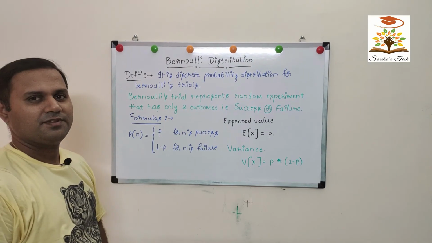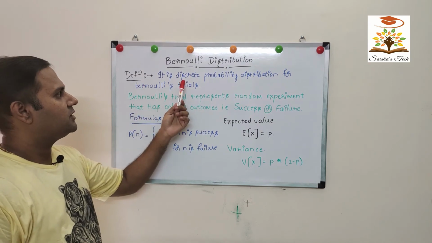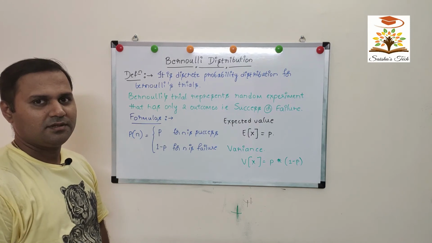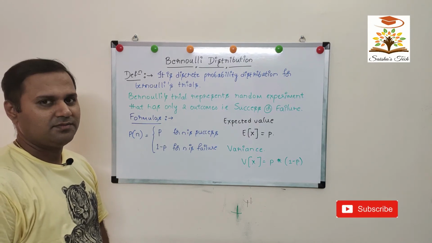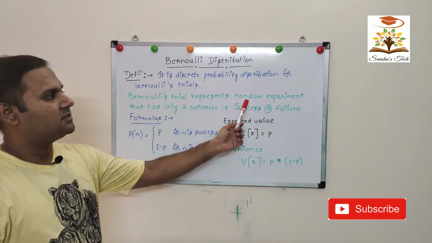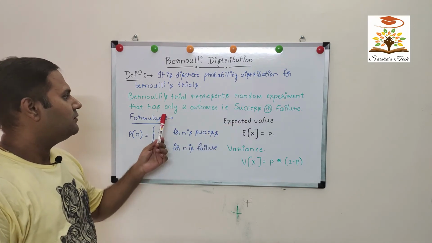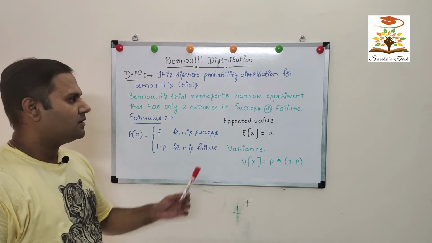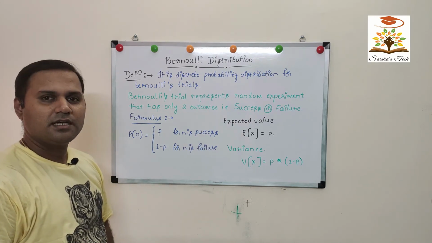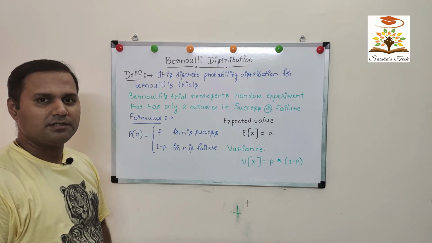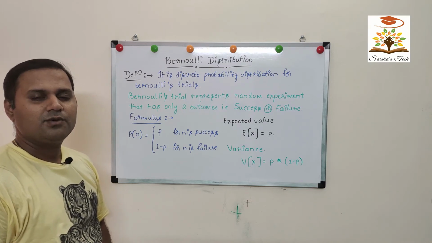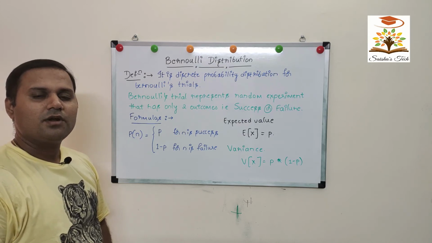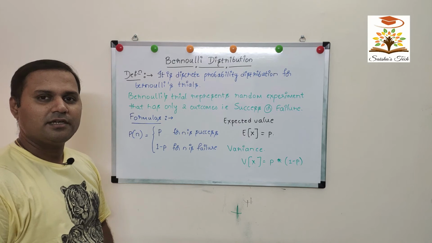Bernoulli distribution. By definition, Bernoulli distribution is the discrete probability distribution for Bernoulli trials. Now what are Bernoulli trials? Bernoulli trials represents random experiments which has only two outcomes: success or a failure. Outcomes of Bernoulli trial differ for different applications. Example, to identify a rainy day, yes or no, or for a coin toss, heads or tails, and so on.